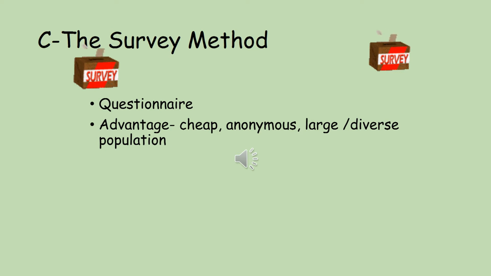The third descriptive method is a survey. A survey is simply an opinion-based questionnaire. Many of you have probably been asked to take part in a survey before. An advantage of a survey method would be that it's really cheap, especially if you're going to use the internet. Since it's anonymous and people do not have to disclose their identity, you assume that people are telling you the truth. You can target a very large population. Here again, you could use the phone or put it out on the internet.